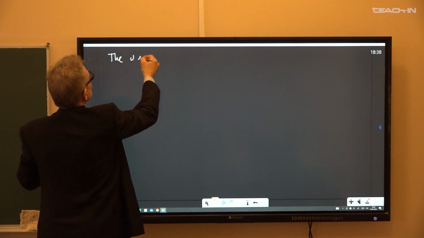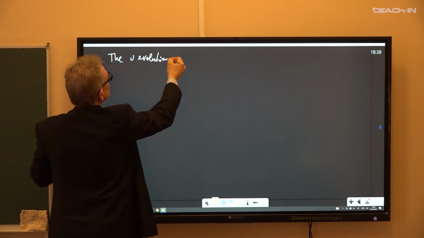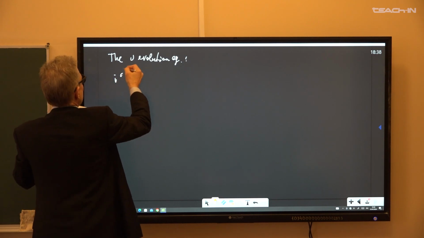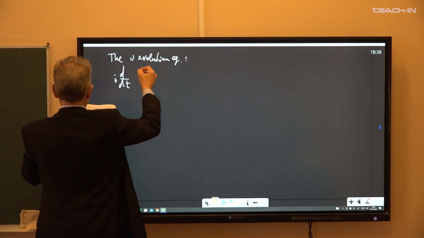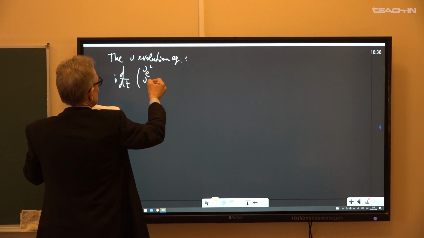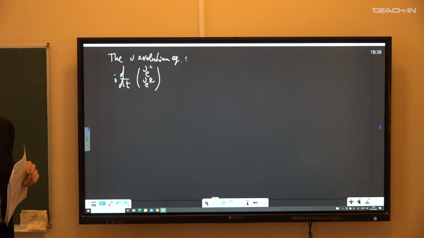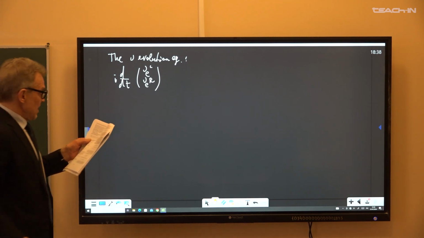The neutrino evolution equation. So let's say T, neutrino left, neutrino electron right. For simplicity, we consider one flavor of neutrinos: electron left and right neutrinos with non-zero magnetic moment.